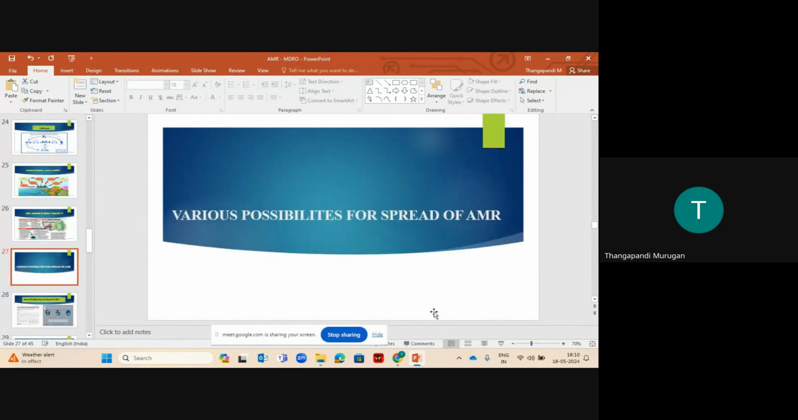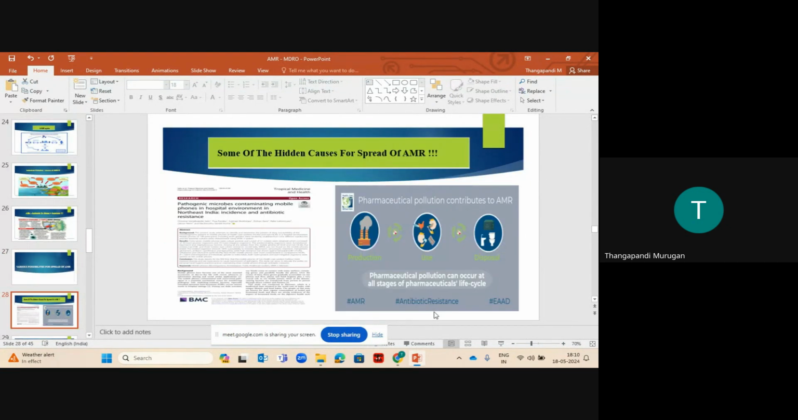And the various possibilities of spread of AMR. You can see that pathogenic microbes, an article published in a BMC journal: pathogenic microbes contaminating mobile phones in a hospital environment in Northeast India, incidence and antibiotic resistance. Apart from all other agents, our phone is the most infected thing, because this is a hidden fact which we won't give that much attention to.